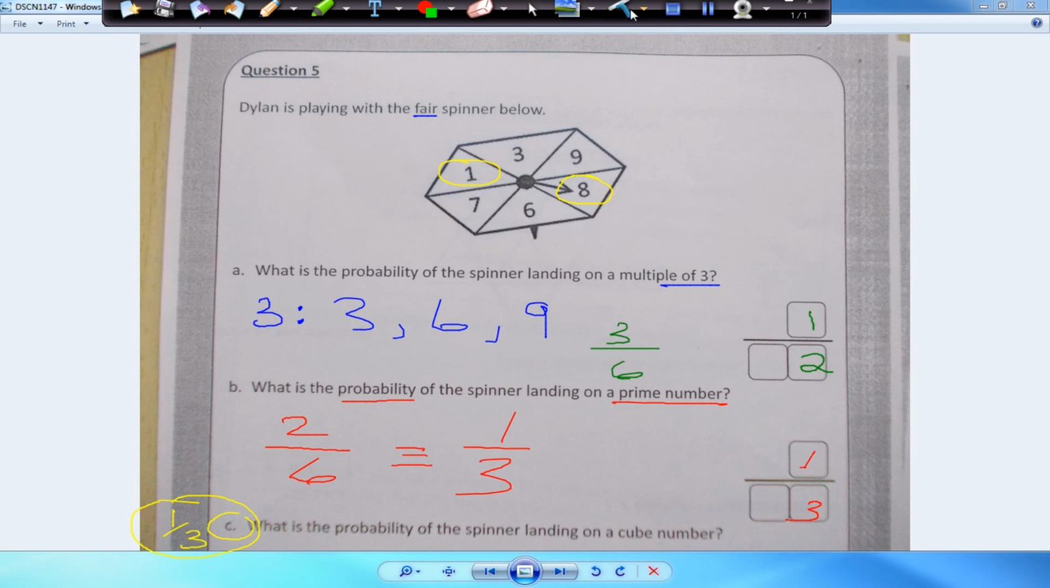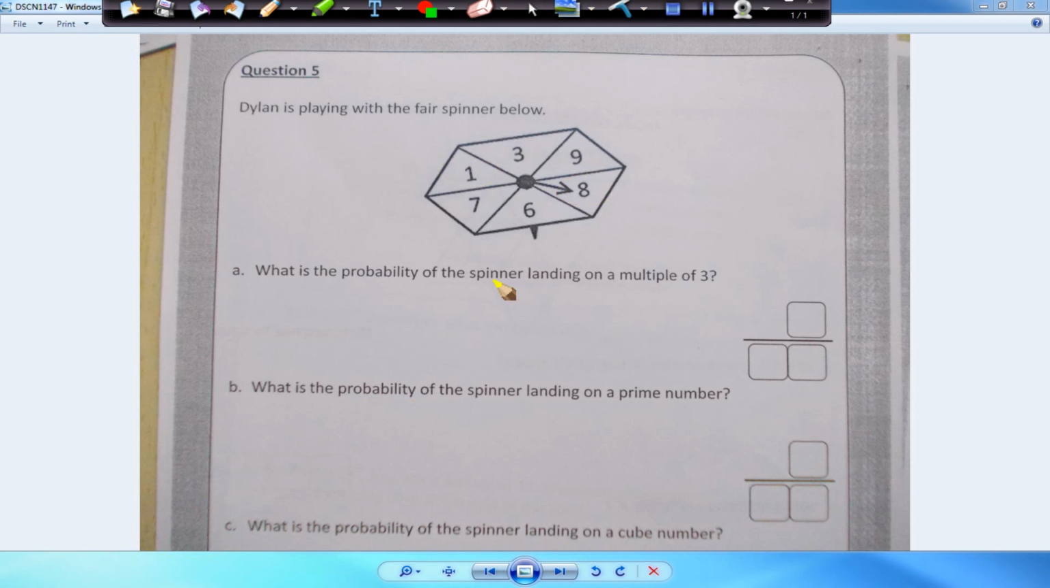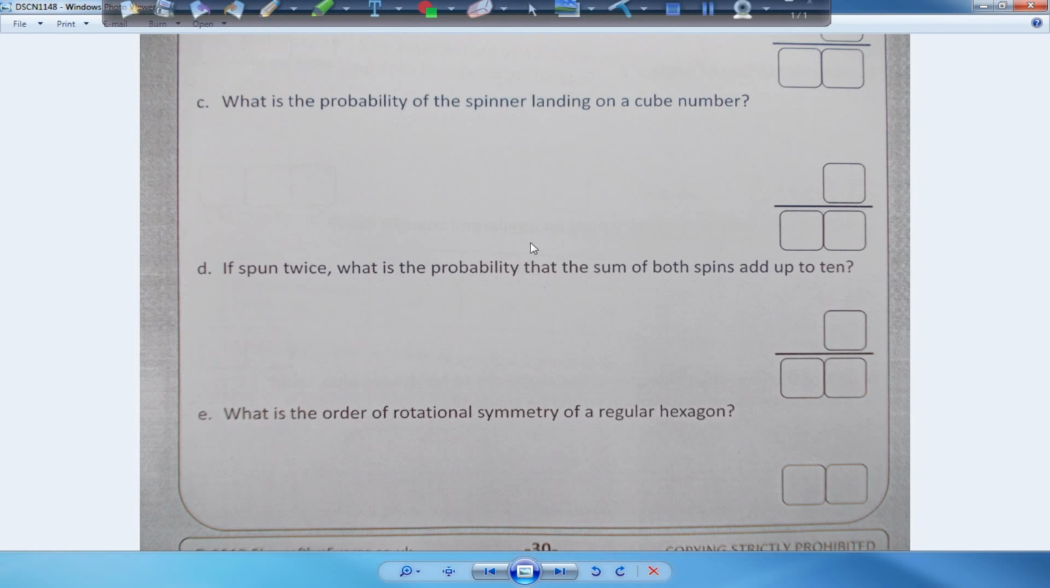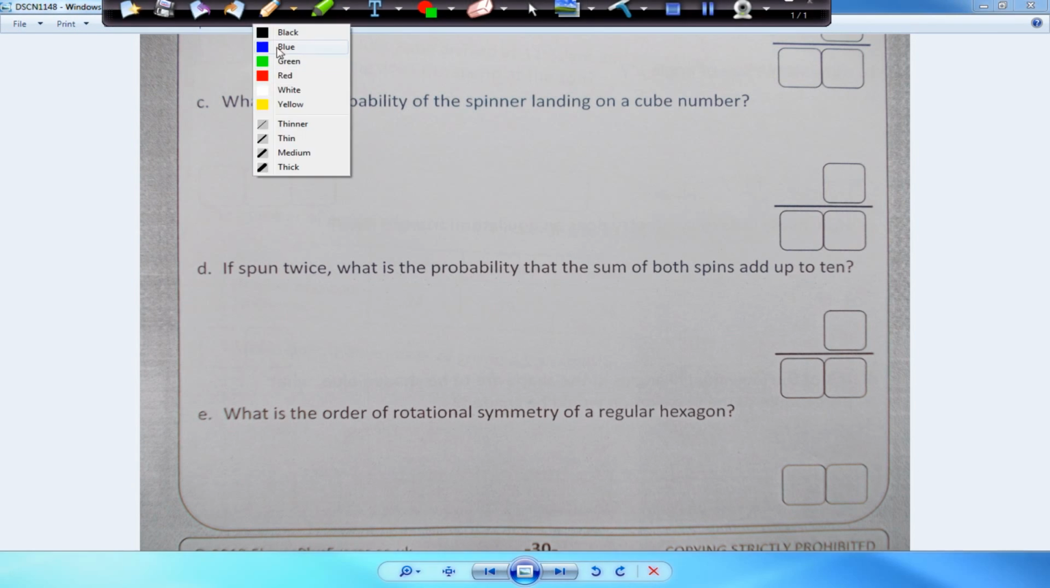Okay, let's clear this page and move on to the next page. Easy peasy. See when you can't give your results, how easy it is. Okay, so what was the cube number answer? 1/3. So he's got to write the color.